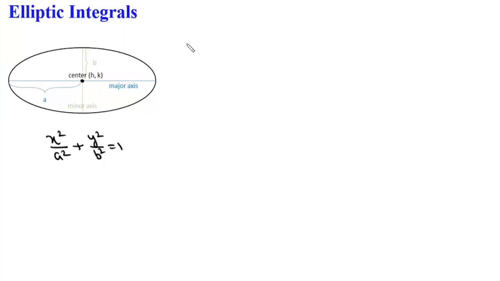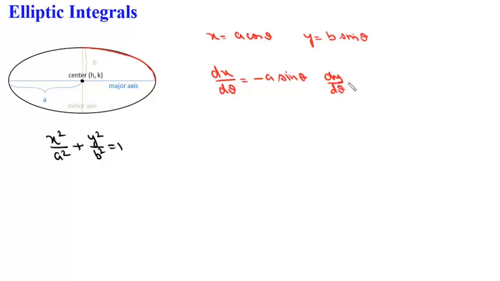So what we'll do is we'll write an expression for the arc length of this ellipse. Now, since this ellipse is symmetric about both the x-axis and y-axis, we'll find the arc length for this section. Now we know that the parametric equation of an ellipse is x equals a cos theta and y equals b sin theta. Now dx upon d theta is minus a sin theta and dy upon d theta is b cos theta.